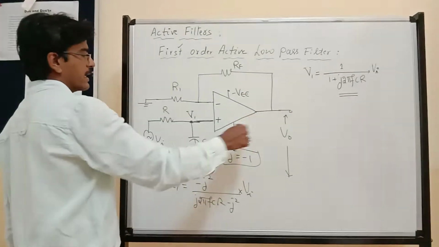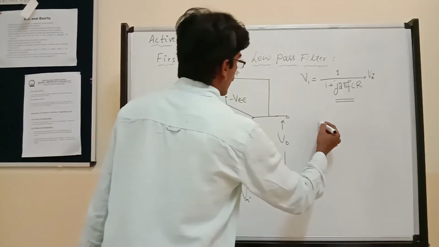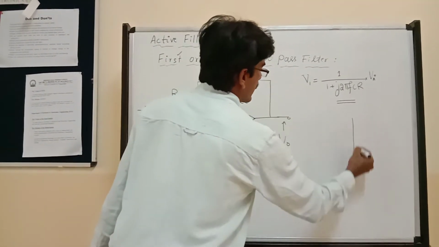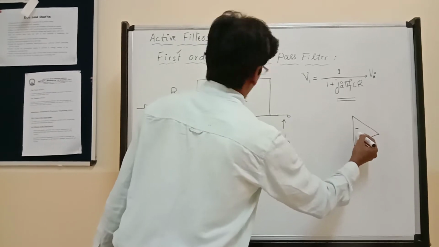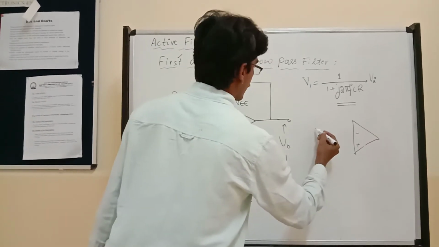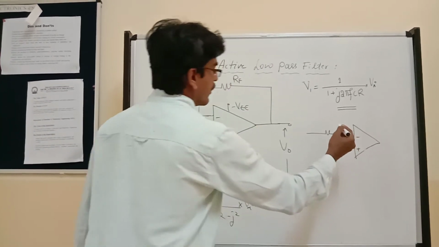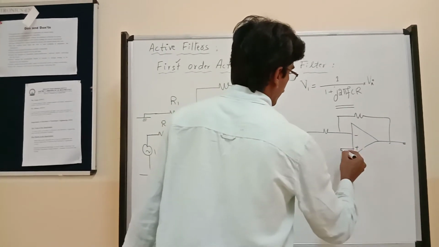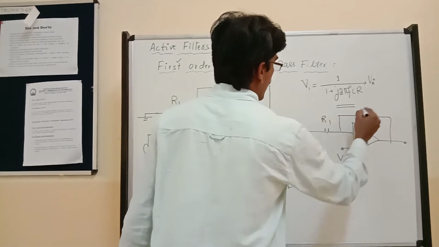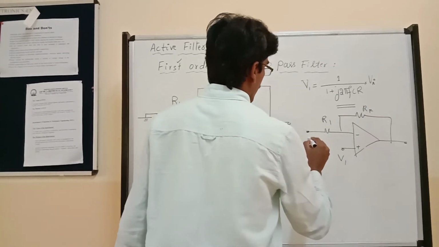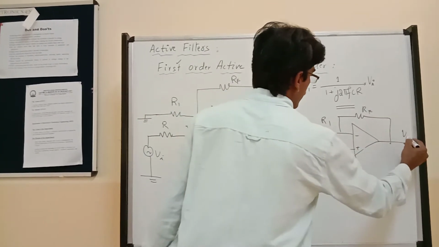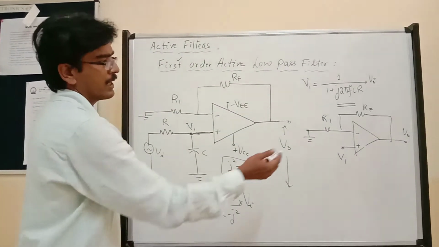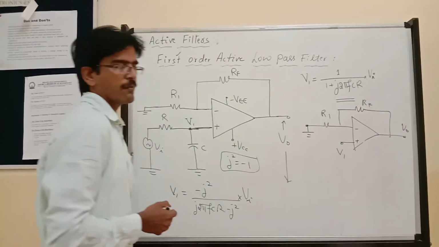Now, if I consider the circuit, this is minus, this is plus, this is V1. This is R1, this is R2. This is grounded. This is V0. Now what is the circuit? It is just a non-inverting amplifier.